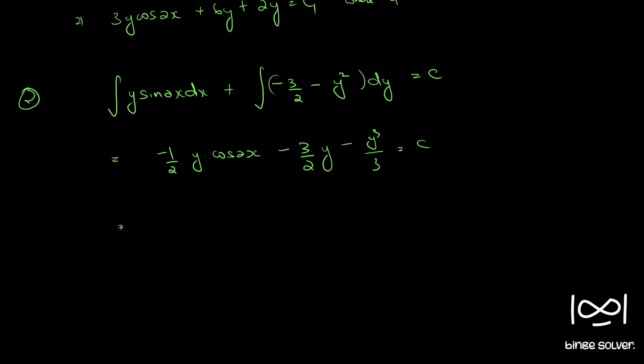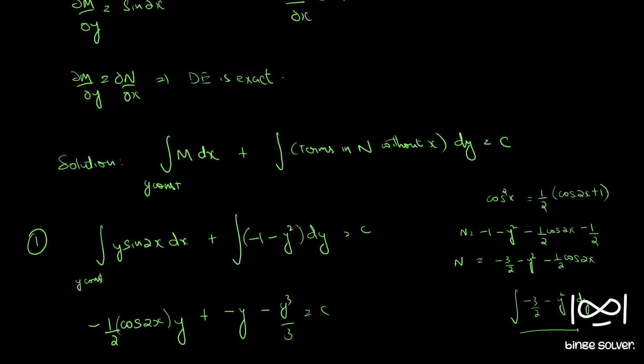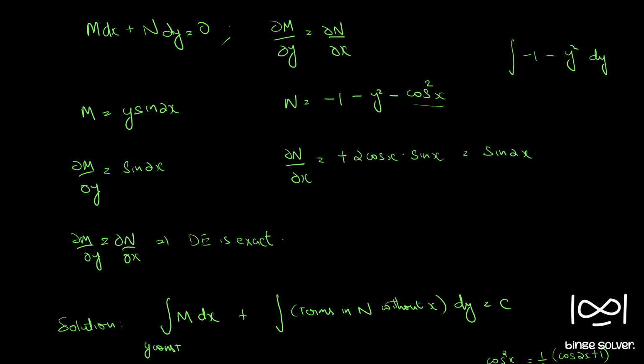So if we multiply throughout by minus 6, we get 3y cos 2x plus 9y plus 2y cube equal to c1. If you compare the first and second, we have 6y here, and in this answer we have 9y. That is the only difference. So just by taking the expansion of cos square x, the answer changes.